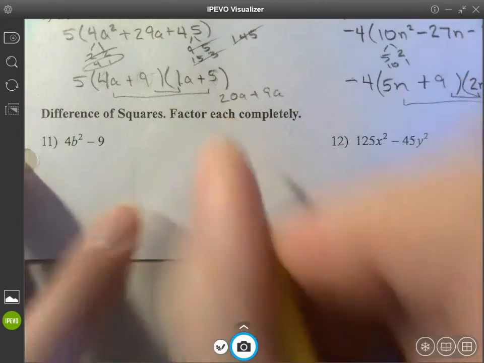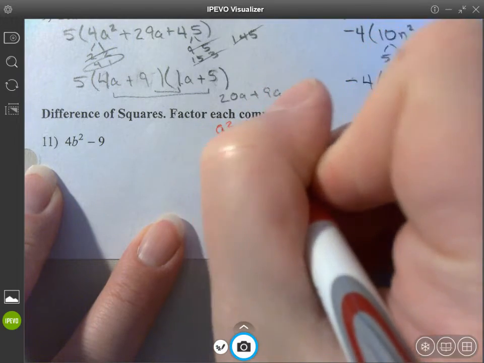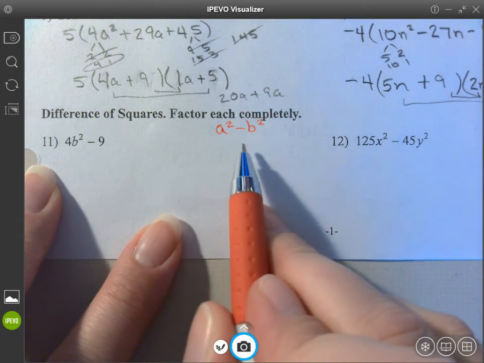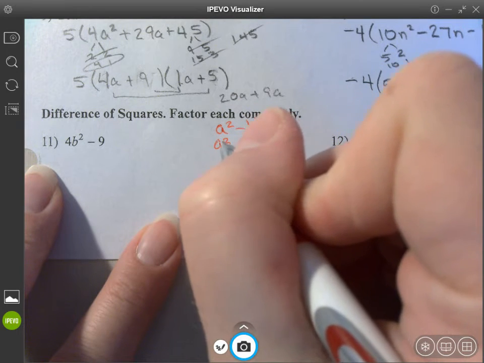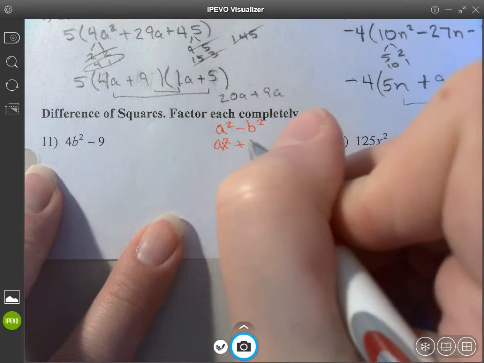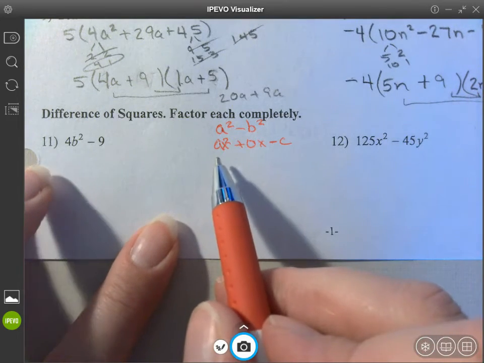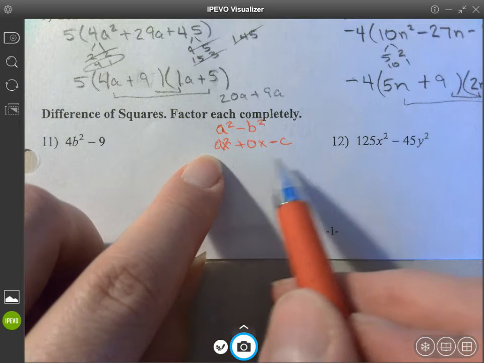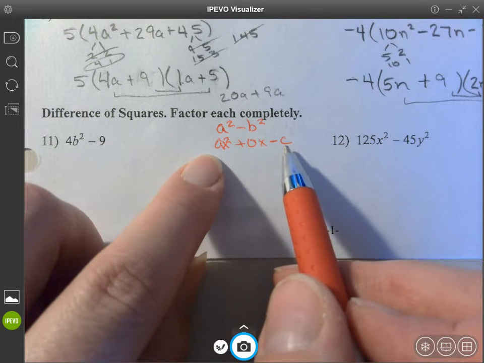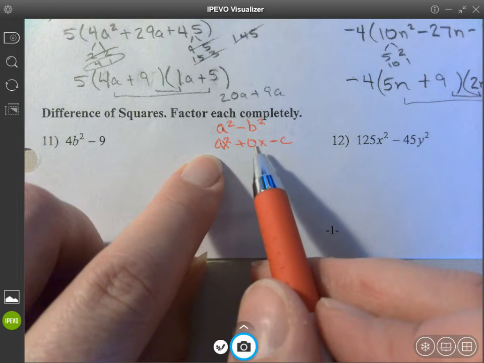The difference of squares is that idea of the a squared minus b squared. And I know I'm throwing in the a and b, but it's the idea that you have the a squared, like an ax squared, plus 0x and a minus c. And this isn't real official because the a would have to be a perfect square with the x squared, and c would have to be a negative perfect square. But the idea is the middle term is negative.